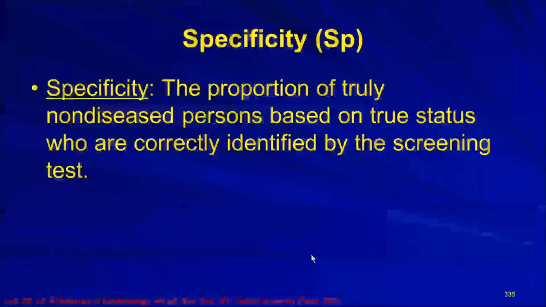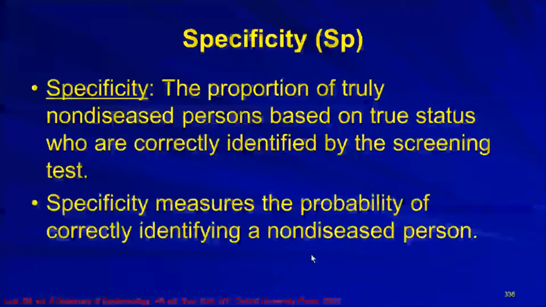Now, specificity is the proportion of truly non-diseased persons, based on the true status, who are correctly identified by the screening test as not having the disease. So we want that screening test to identify those who truly have the disease and those who truly do not have the disease. If we could get that to happen, we would just have two dichotomous categories of diseased and not diseased. Very rarely does that happen.